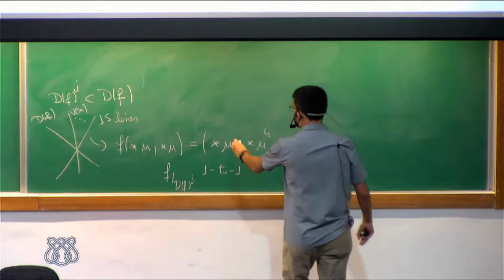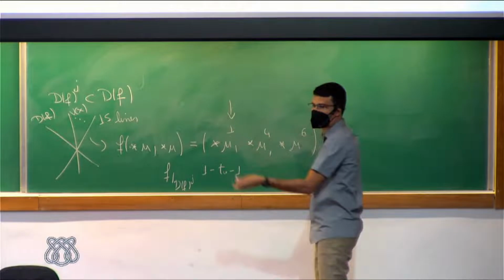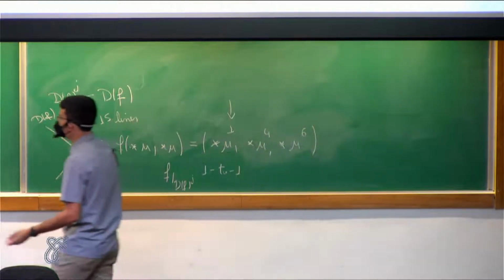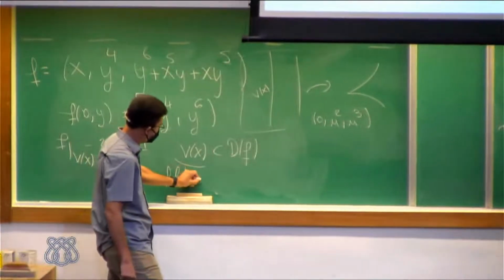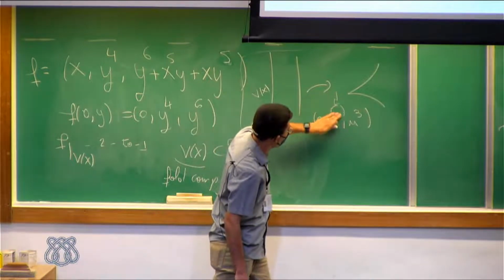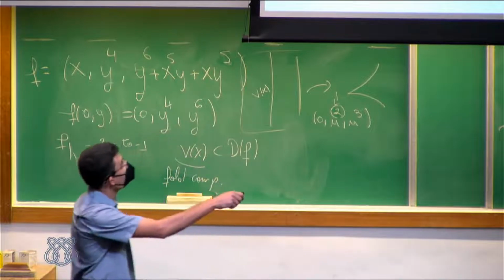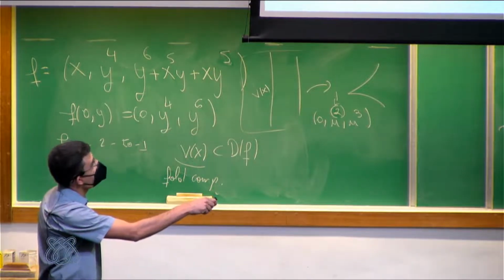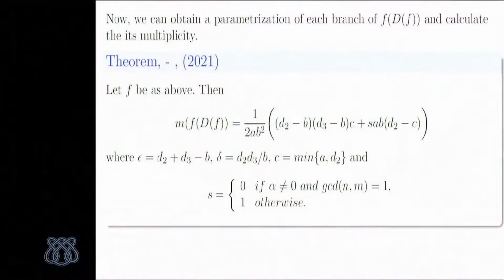And you can see that the multiplicity of the image of an identification component in this example is 1, a smooth curve. But the multiplicity of the image of the fold component is different. It's 2. It's a singular curve. So this is the reason to put this term here: S times A times B, where A is the weight of X, B is the weight of Y, times D2 minus C. C is the minimum of 8 and D2.